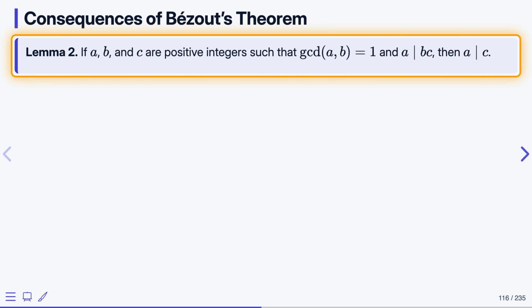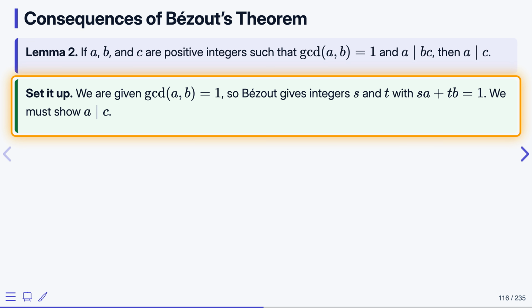Bézout's theorem has useful consequences. Lemma 2 says this. Suppose A and B share no common factor, so their greatest common divisor is 1. And suppose A divides the product B times C, then A must divide C all by itself. Set it up. Because the greatest common divisor of A and B is 1, Bézout hands us two whole numbers S and T with S times A plus T times B equal to 1. That is the tool. What we must show is that A divides C.